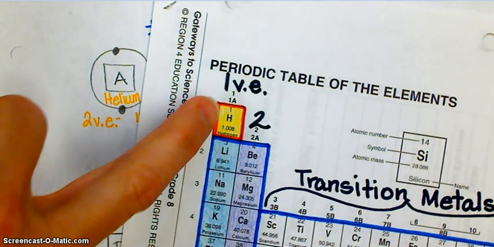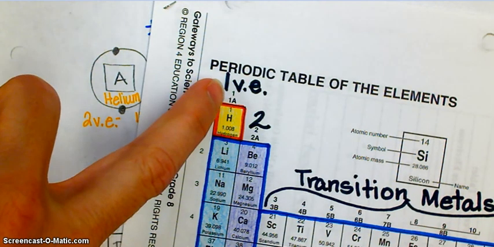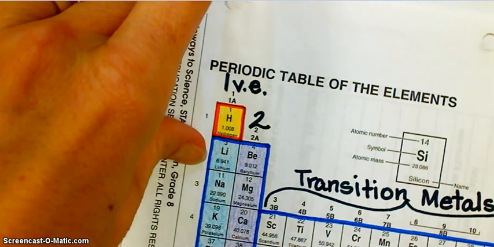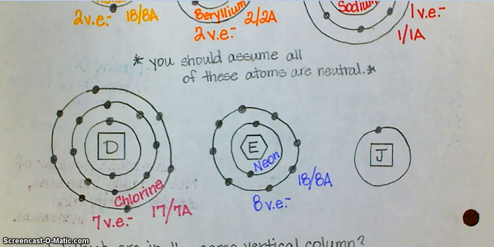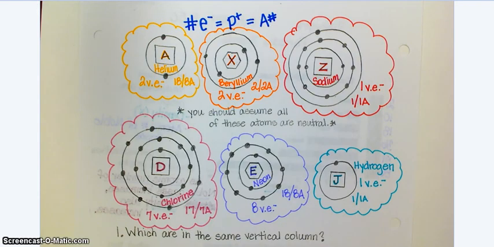Okay? Hydrogen is in column 1 or column 1A, and hydrogen is only going to have 1 valence electron. It actually has 1 total electron, but it's on the outer ring because that's the only ring, so it's also 1 valence electron. So let's write that down real quick. All right, so now we've got all of our atom models figured out. We've got them labeled as to what element they represent, how many valence electrons they have, and what column all of them are in. So the next thing we're going to do is tackle the questions that follow, and I'm going to put that on a separate screencast.